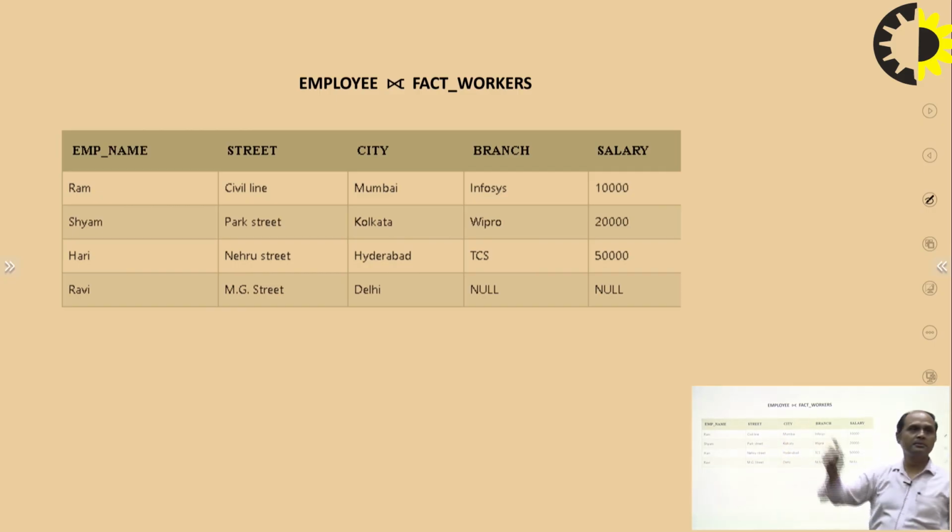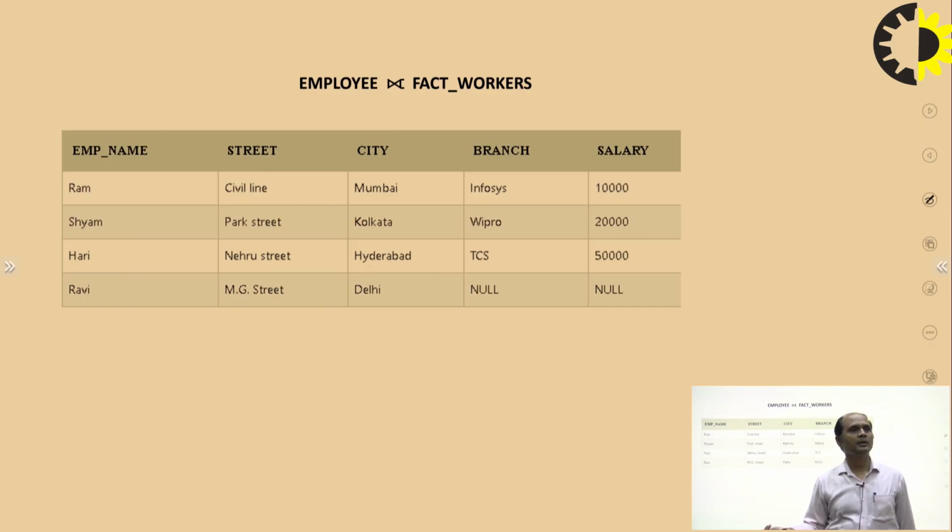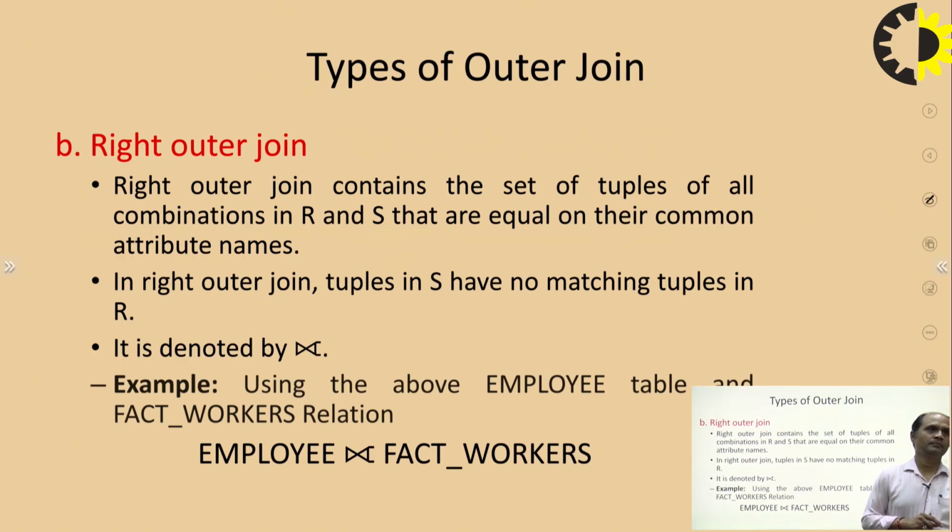You have all the records of the first table, but the records of the second table may or may not be there. It is not sure about the right hand side table, but it is sure about the left hand side table. So the left outer join must contain the left side table, but it may or may not have the right hand side table. This is called the left outer join.